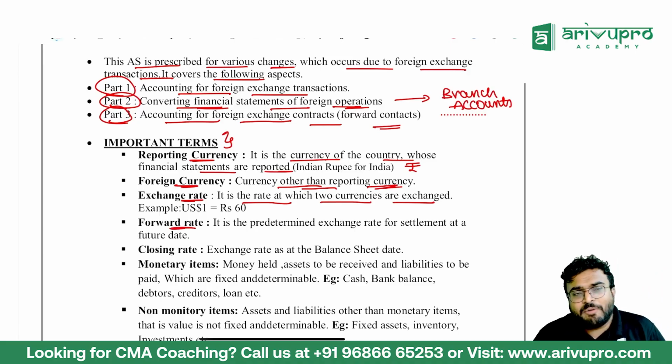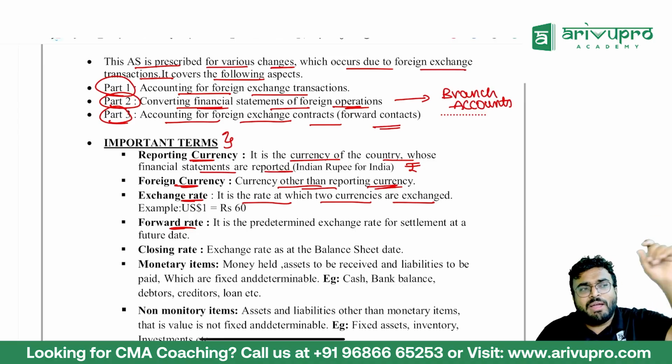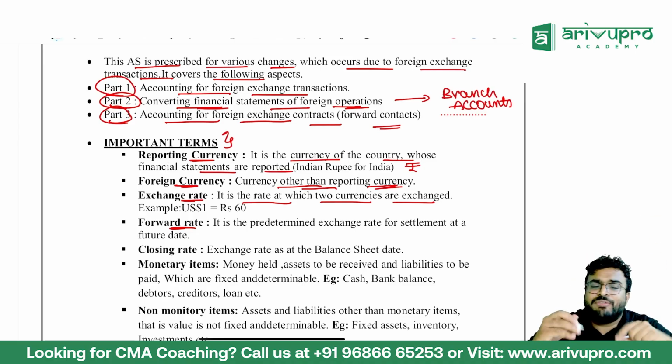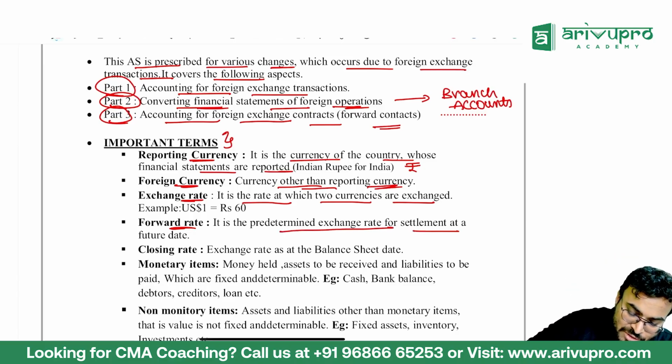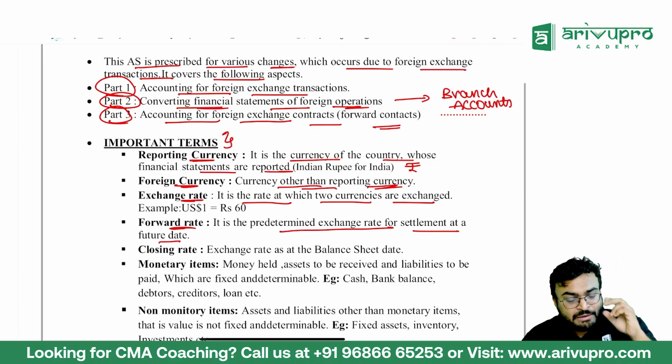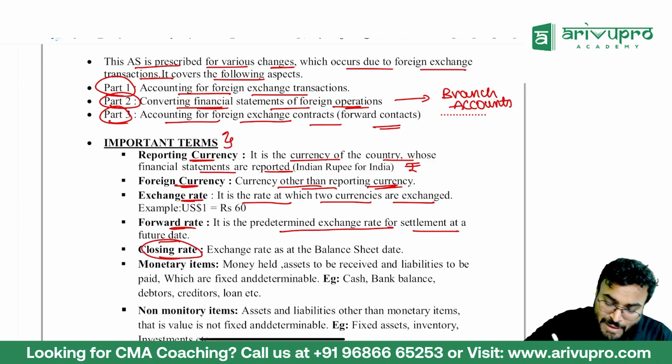Forward rate. Forward rate means what? I will get dollars after 5 days and I want to sell the dollars at that time. So I am fixing a rate with you today itself. That means 5 days later you have to give me this rate. This is called a predetermined exchange rate for settlement at a future date. Clear? Closing rate. Closing rate we have already seen. It is the rate as at the date of the balance sheet.